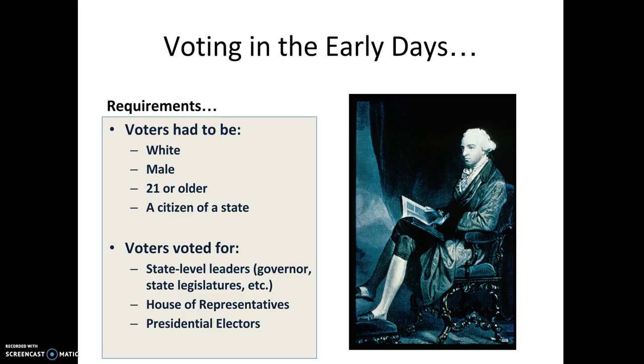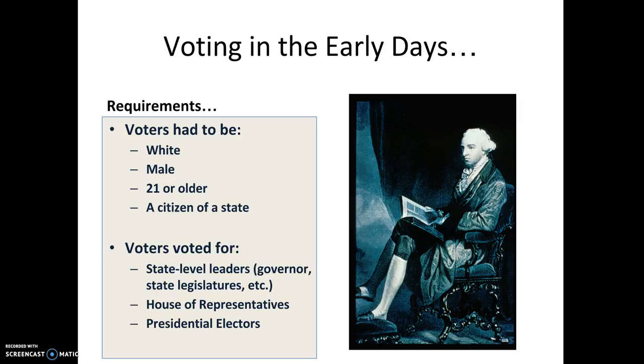If you go back to the early days of our country, voting rights were very restricted because you had to be a certain kind of person in order to legally vote. Voters in those early days had to be white, they had to be men, they had to be 21 years old or older, and they had to be a citizen of the state. So if you lived in a territory or a district controlled by the United States, you didn't get to vote.